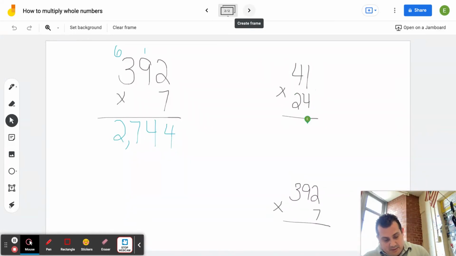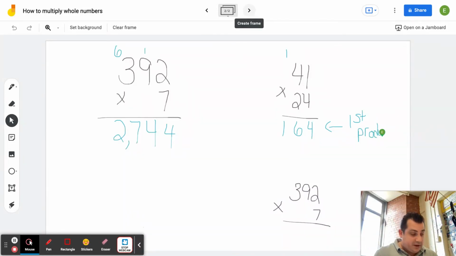4 times 1 gives us 4. Let me write that. Now 4 times 4 tens gives us 16 tens. So I'm going to put down the 6, and the 1 from the 16 tens. And now that comes straight down. So we have 164. That is our first product, because really what we just did was 41 times 4 and found our first product.